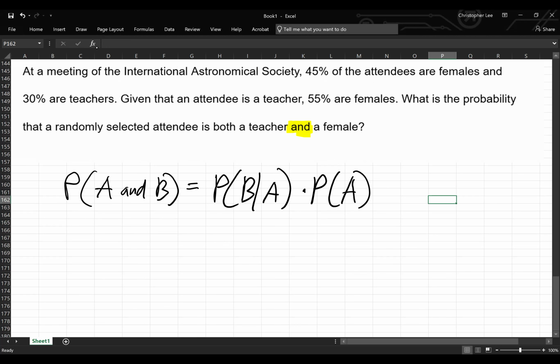Teacher and female, so would it be 30? I'm just plugging in the words. Teacher and female, right? The 45, I guess. Which one of these has the given in it? Isn't the given 55%? And the 30%? That's the sentence with the given, right? So what is it? We have to solve it first.